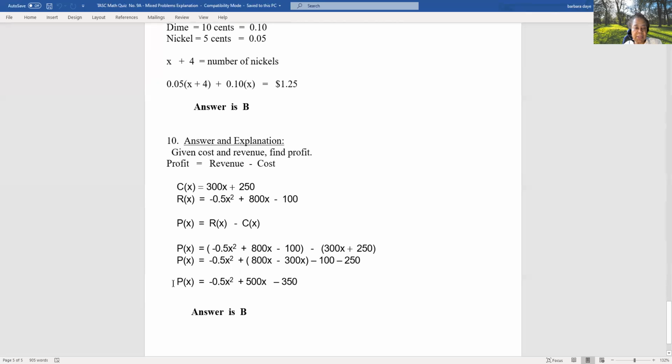The profit, P of X, is minus 0.5X squared. 800X minus 300X is 500X. Minus 100 minus 250 is minus 350. And our answer is B.